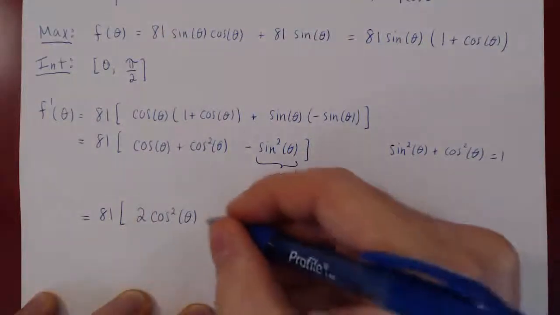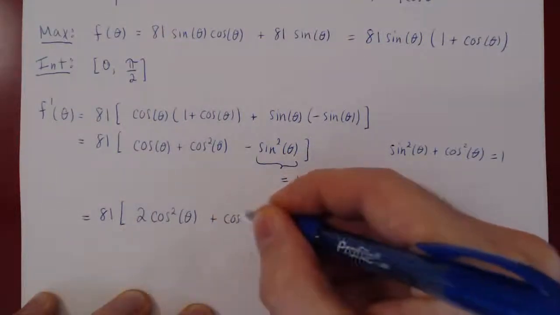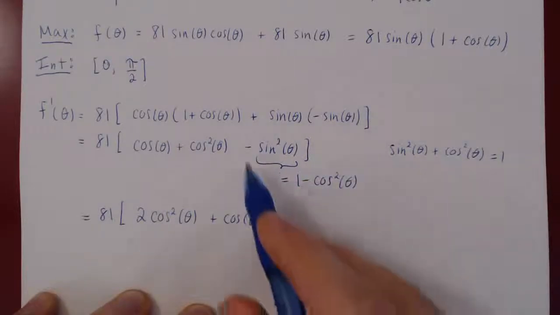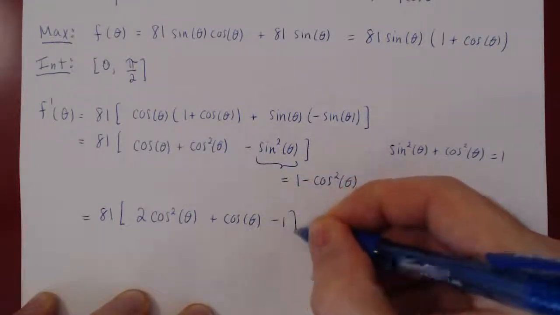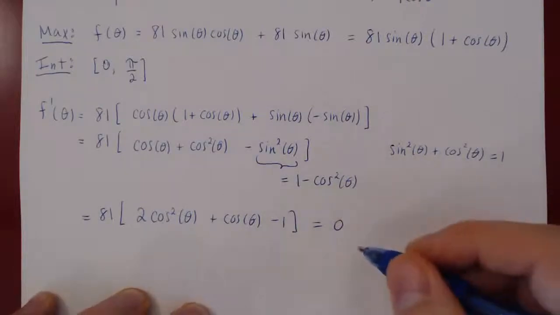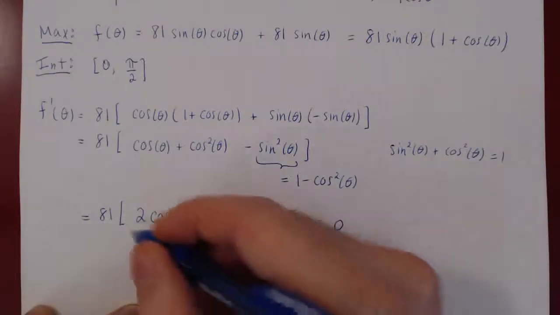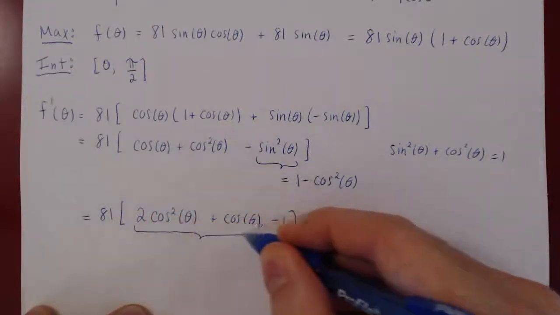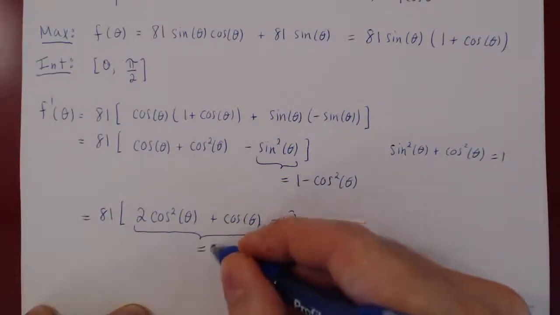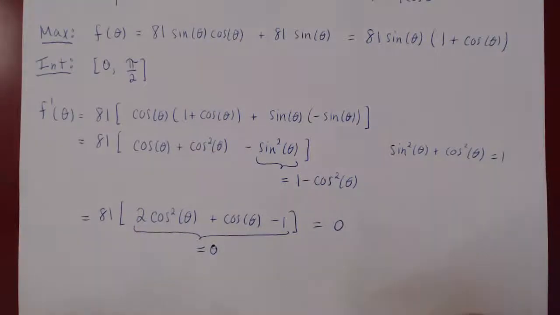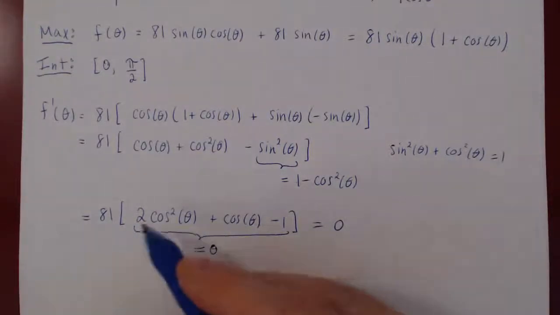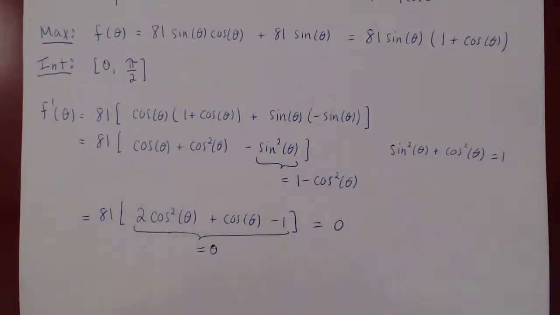Plus a cos of theta. And finally negative 1. And this has to be 0. But again, if 81 times something equals 0, well, this must be equal to 0. The question is now, how are we going to solve for theta in this equation?